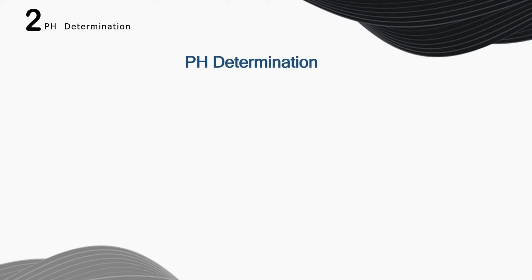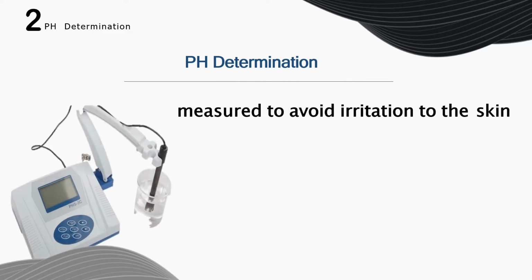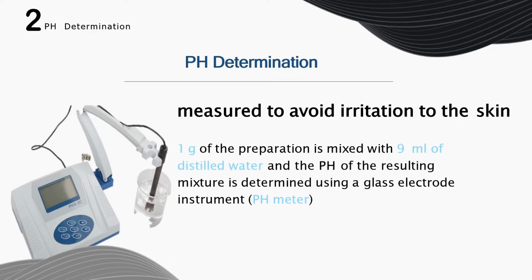Second, pH determination. Measure to avoid irritation to the skin. 1 gram of the preparation is mixed with 9 ml of distilled water, and the pH of the resulting mixture is determined using a glass electrode instrument, a pH meter.